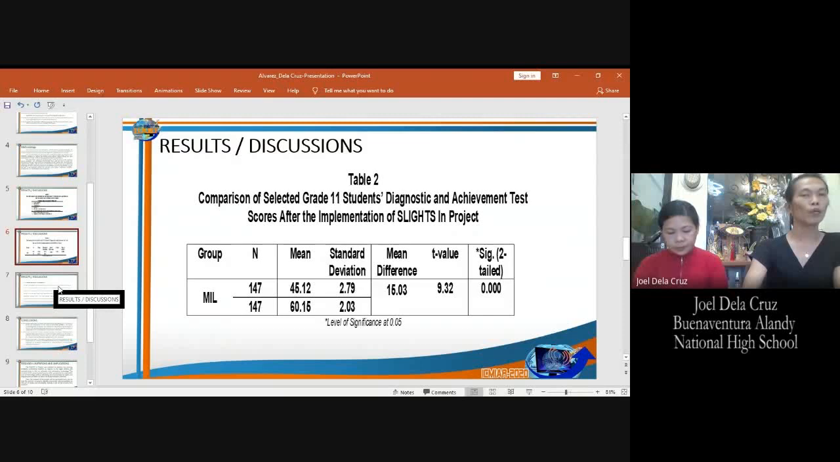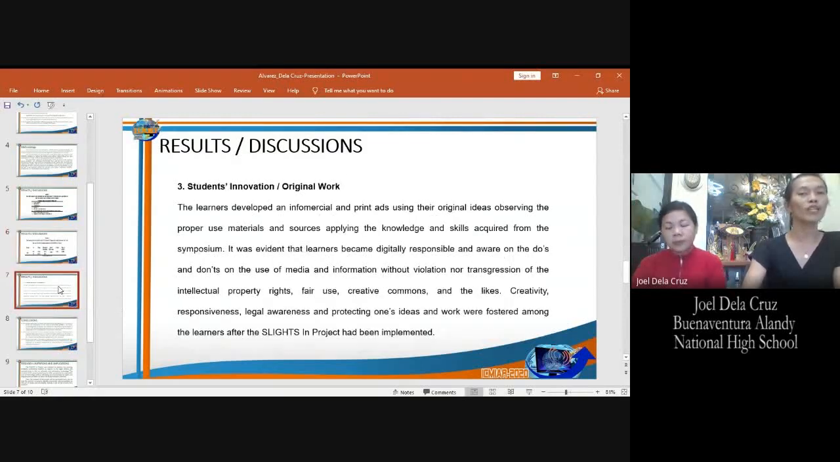And for objective number 3, the students' innovation and original work. The learners developed an infomercial and print ads using their original ideas, observing the proper use of materials and sources, applying the knowledge and skills acquired from the symposium. It was evident that the learners became digitally responsible and aware of the do's and don'ts on the use of media and information without violation or transgression of intellectual property rights, fair use, Creative Commons, and the like. Creativity, responsiveness, legal awareness, and protecting one's ideas and work were fostered among the learners after the Slides In project had been implemented.